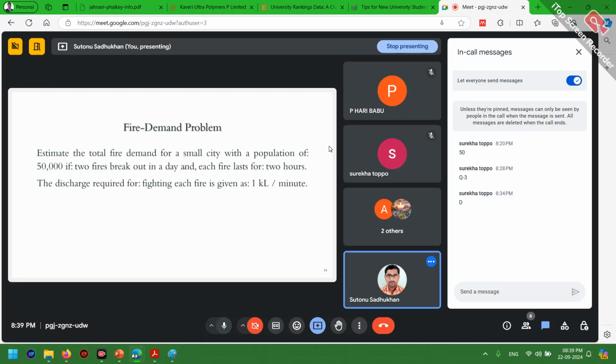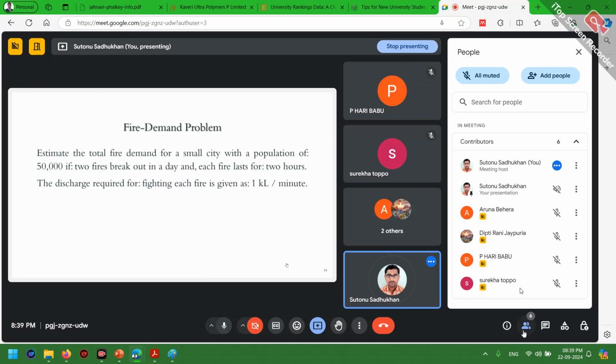One minute more. Only Surekha has given the answer for the last three questions. P. Horibabu and Deepti Rani should also try, and Aruna also.